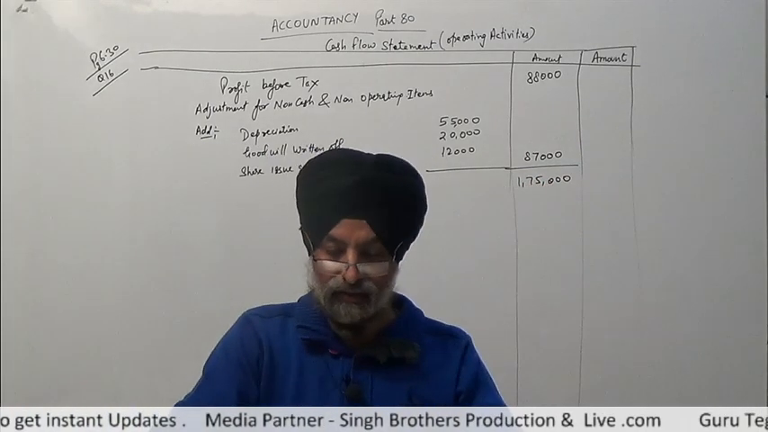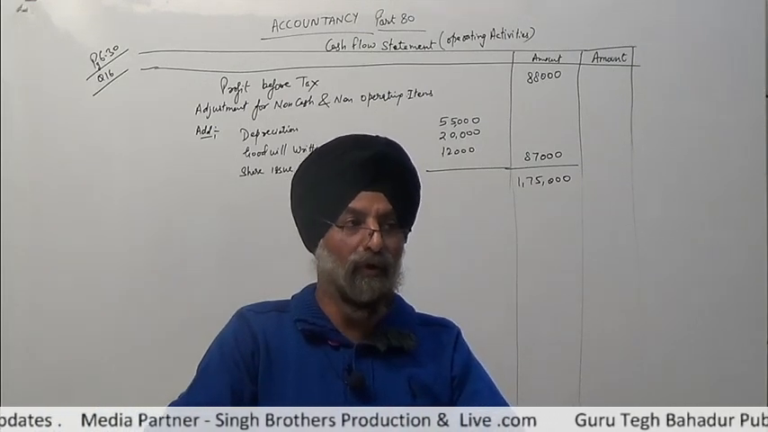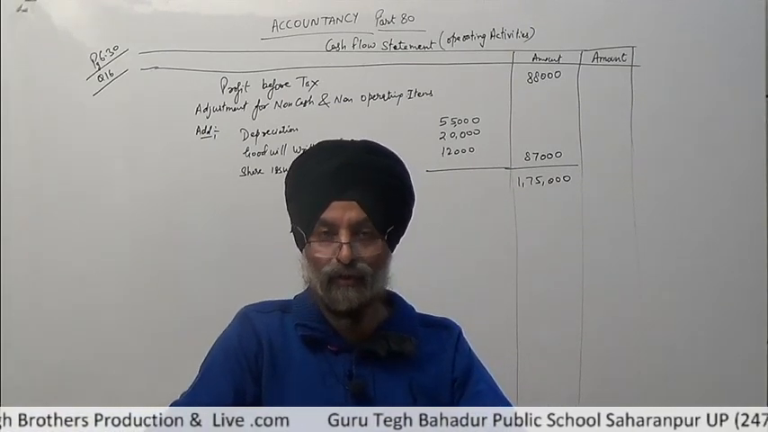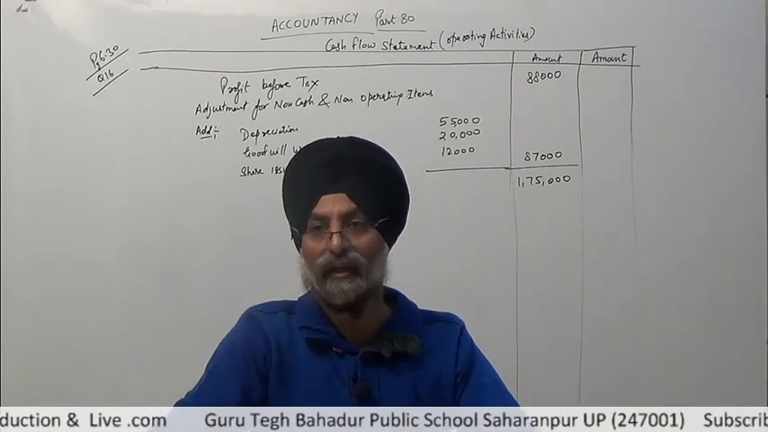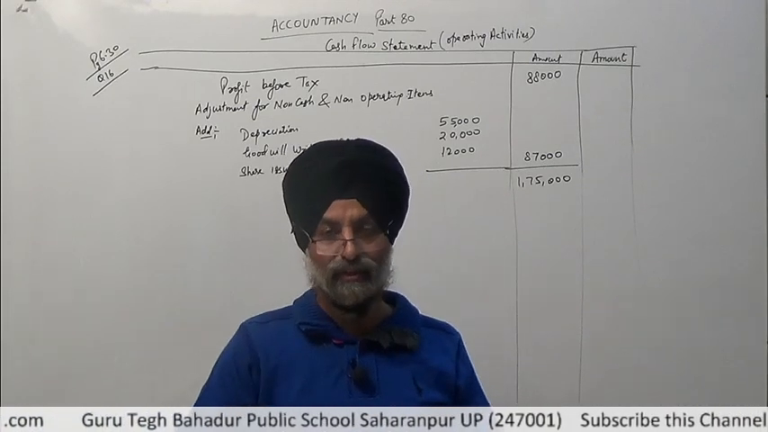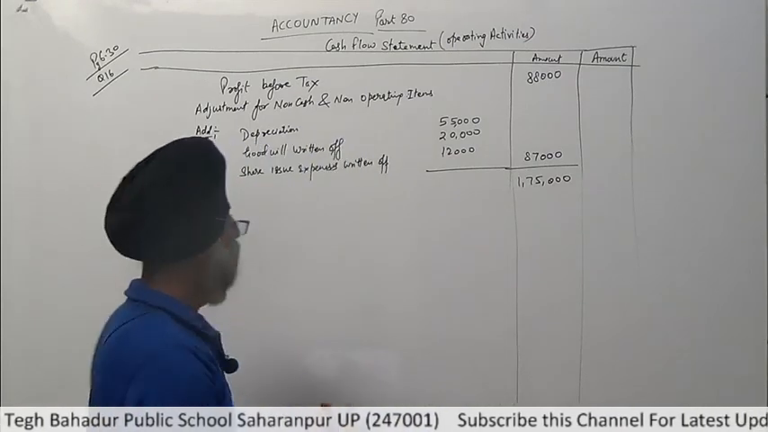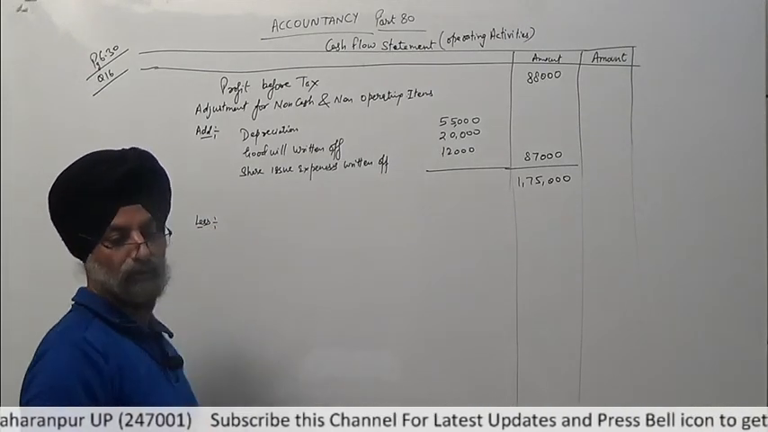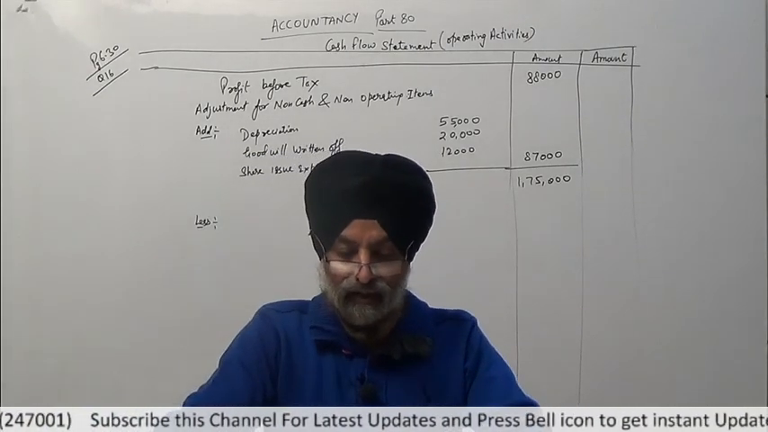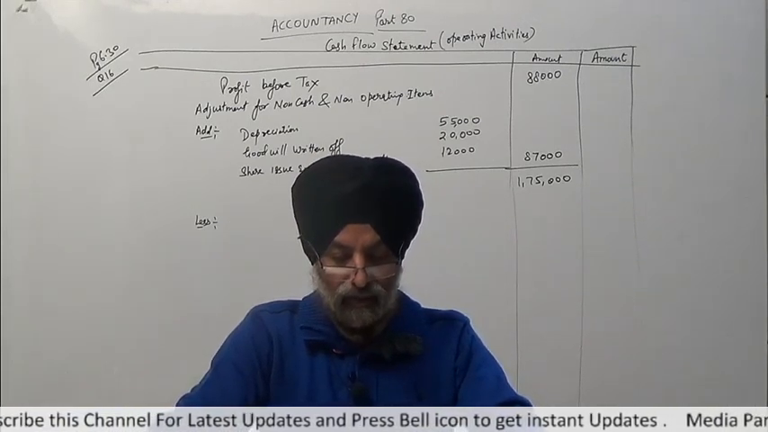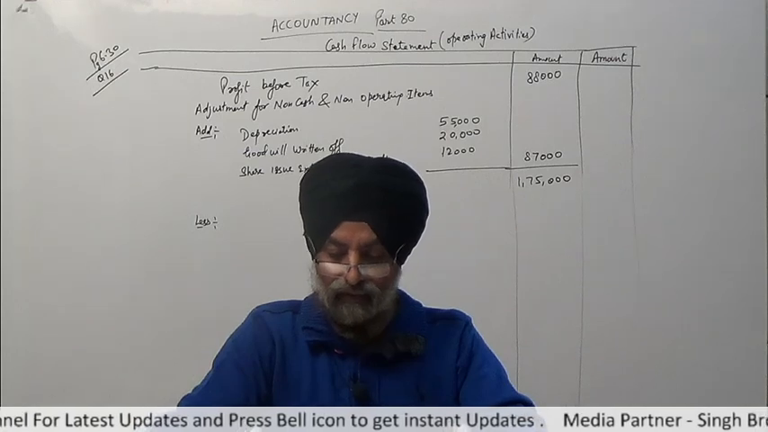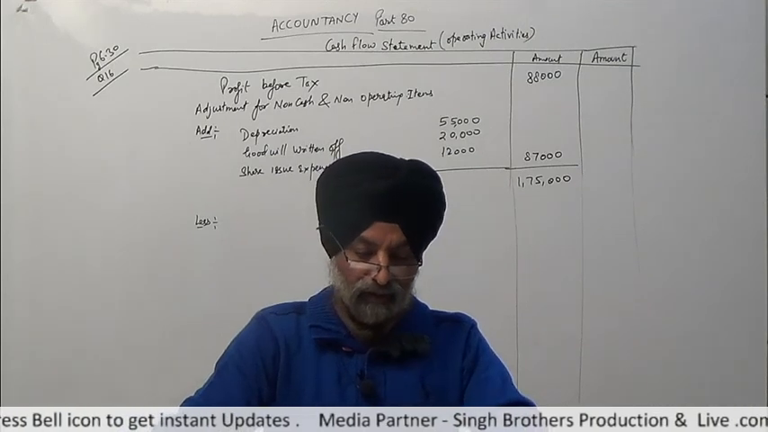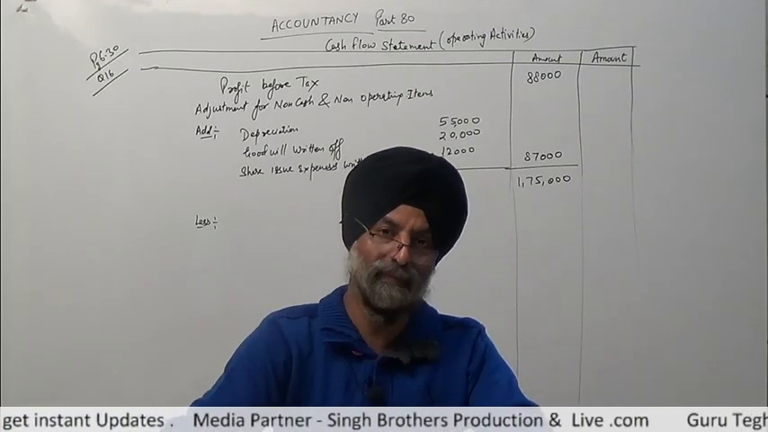Now after this adjustment of non-cash and non-operating items, subtract the incomes which are not counted in the operating activities. Other income means non-operating incomes. So less non-operating incomes like dividend received. In this question, dividend received is given in the column of income as 40,000. Profit on sale of building is 1,20,000. The book value of the building is 5 lakh and it was sold for rupees 6,20,000.